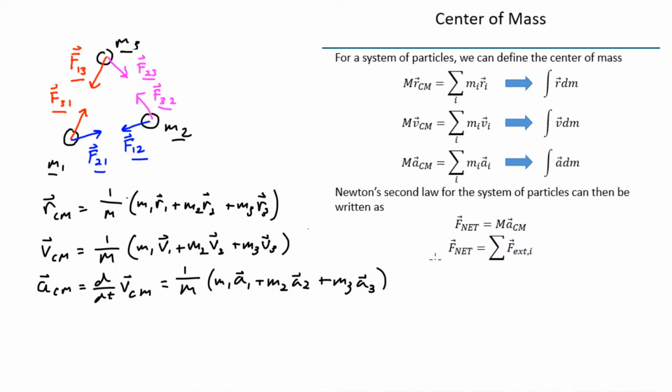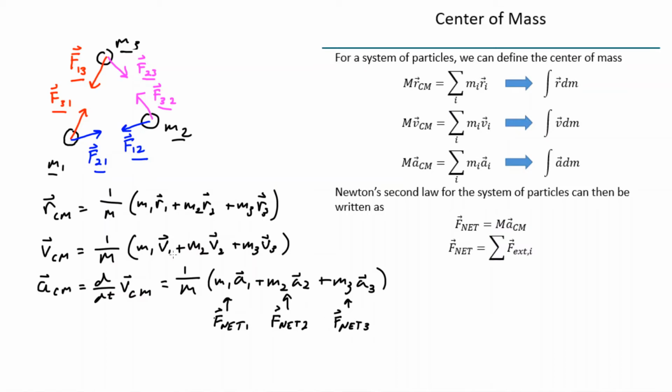Okay. So now let's think a little bit about Newton's second law of motion. Newton's second law of motion says m1a1 equals F net 1, the net force acting on mass 1. m2a2 is F net 2, the net force acting on m2. m3a3 is F net 3.